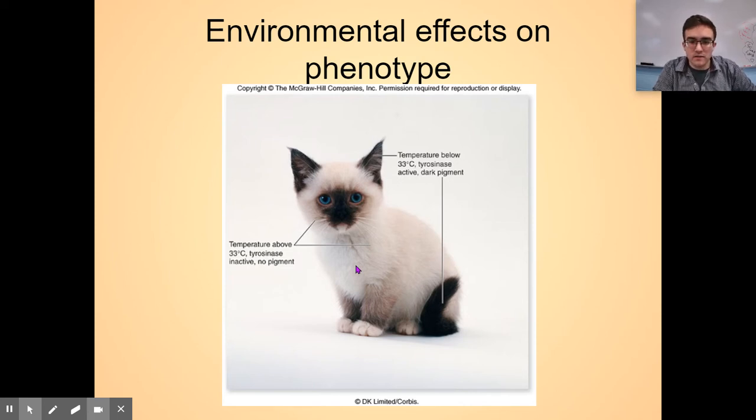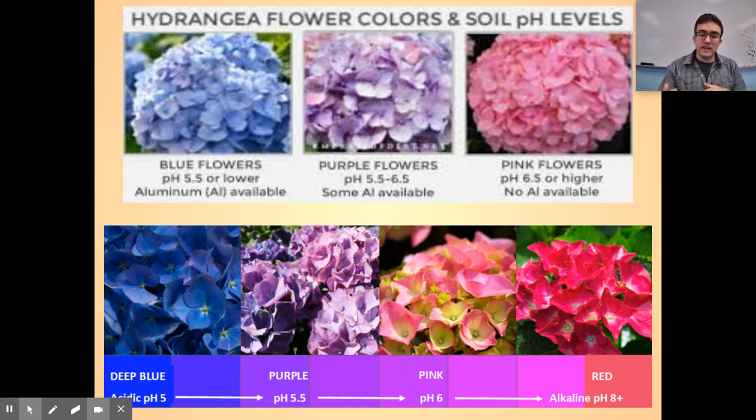Hydrangeas are another example of environmental effects, not temperature, but the pH of the soil, which changes the flower color. If the soil's acidic, with a pH of 5 or below, we see a deep blue color in hydrangeas. As we move away from acidity toward the basic side of the pH scale, we start to get purple, then pink, and if it's very basic, we get red hydrangeas. So that's how greenhouses and gardens are able to get different colors of hydrangeas.